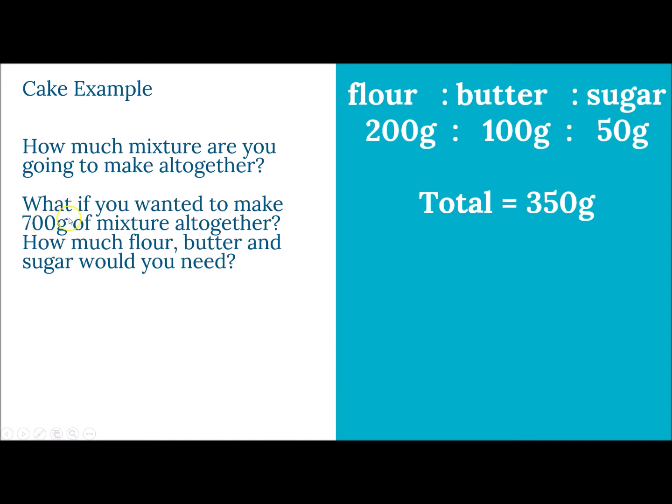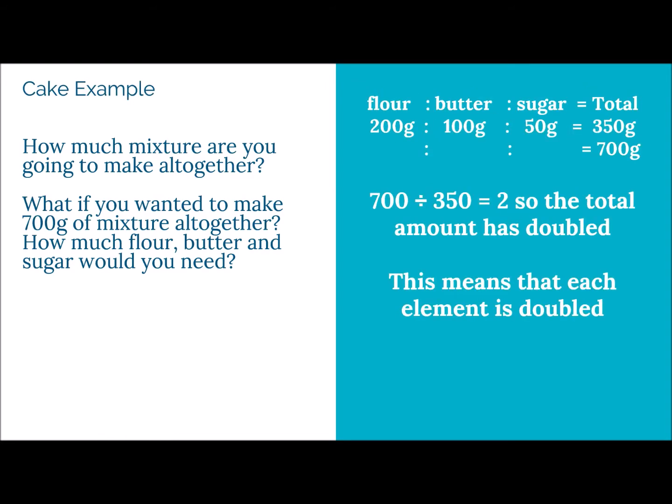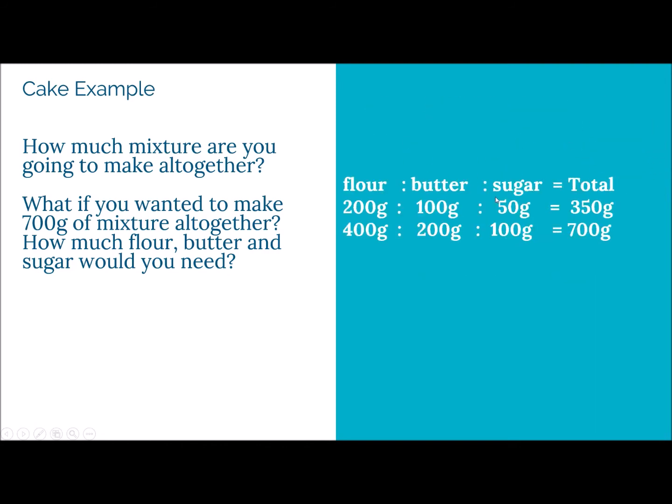If we want to make 700 grams of mixture altogether, how much of each ingredient would we need? So if we find our total that we have to start with, 350, we then compare that to the total we want, 700. And in this one again, we can see it's a nice, easy calculation. We can see that it's doubled. So we just need to double each of our elements. So we double 200 to get 400, 100 to get 200, and 50 to get 100.